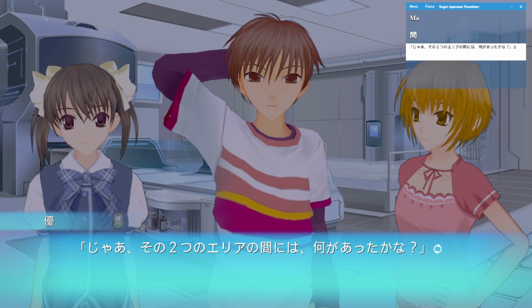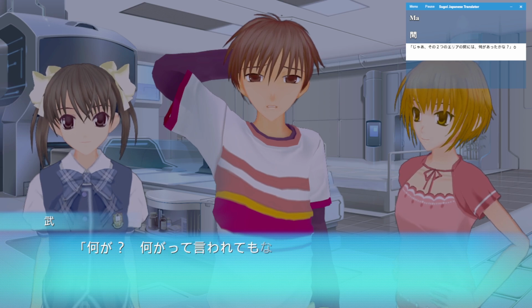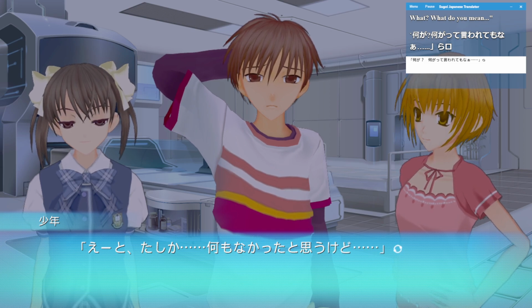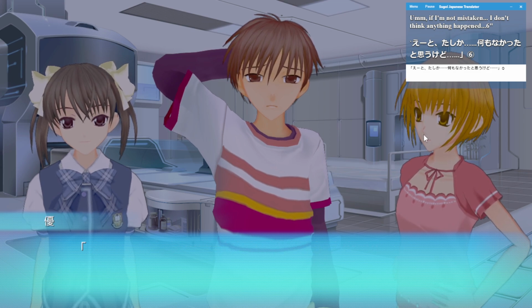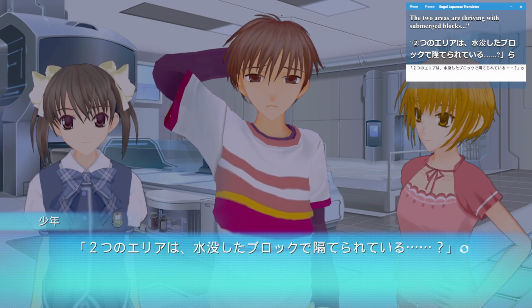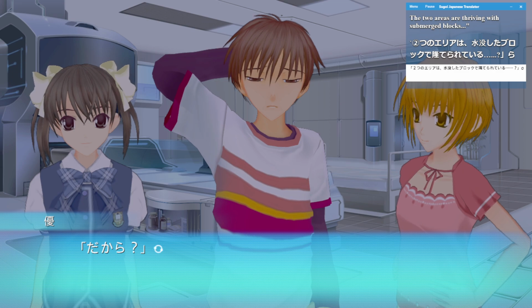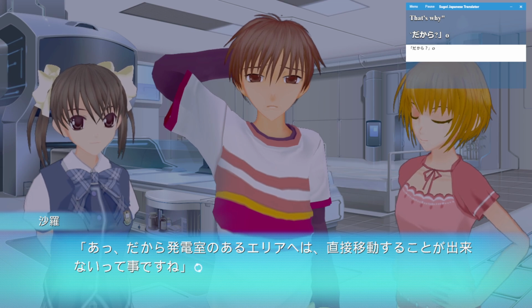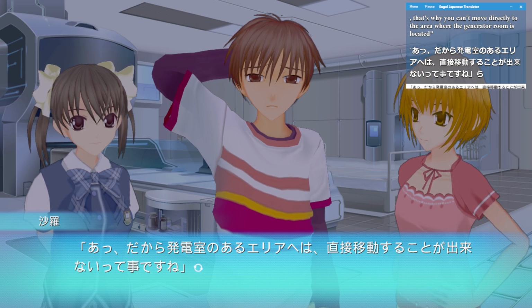So what was between those two areas? Well, what do you mean? If I'm not mistaken, I don't think anything happened. Does that mean the two areas are divided by submerged blocks? That's why you can't move directly to the area where the generator room is located.